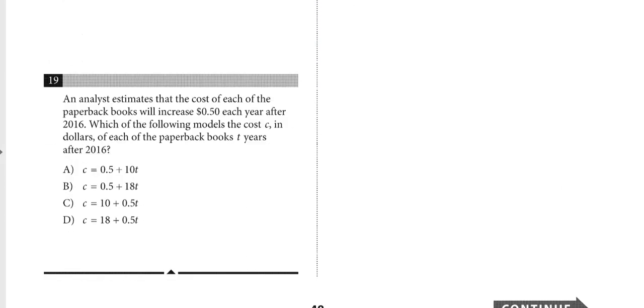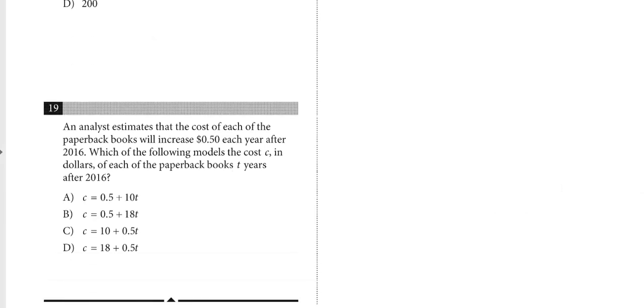All right, number 19. Same chart up above. And this one says, an analyst estimates the cost of the paperback books is going to increase by 50 cents every year. So we need to find something that models the cost. So the cost is going to be, well, right now it's $10. All right, we're talking paperbacks. So we're $10, plus we're going to go up 50 cents per year.